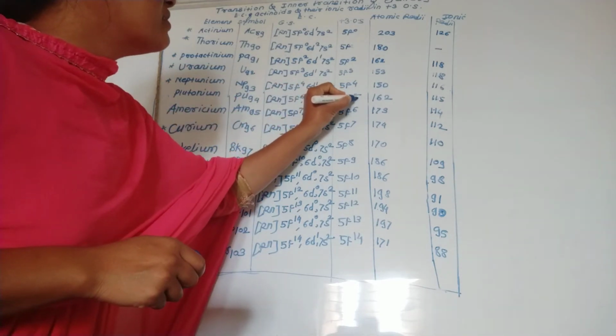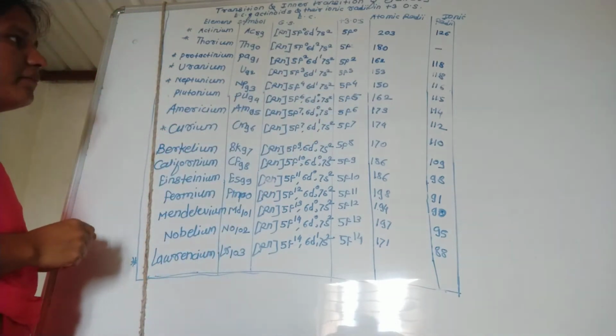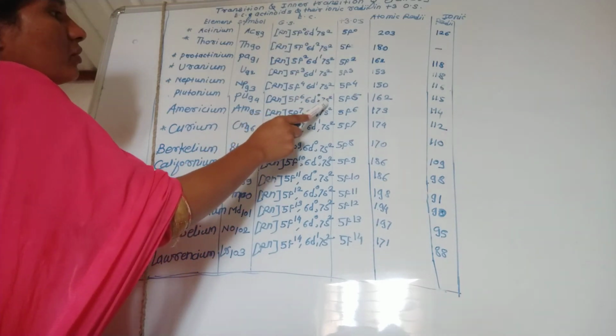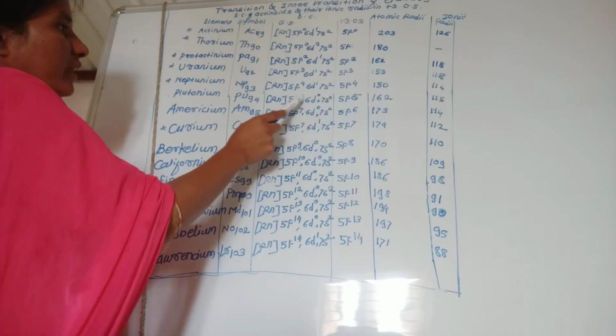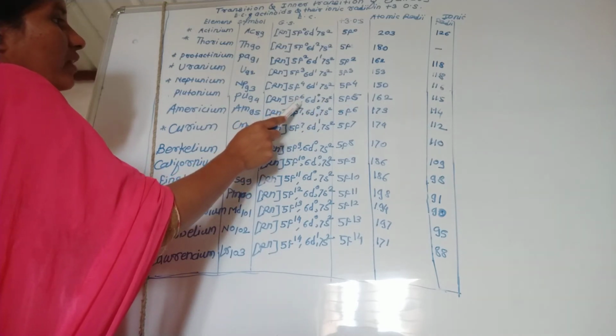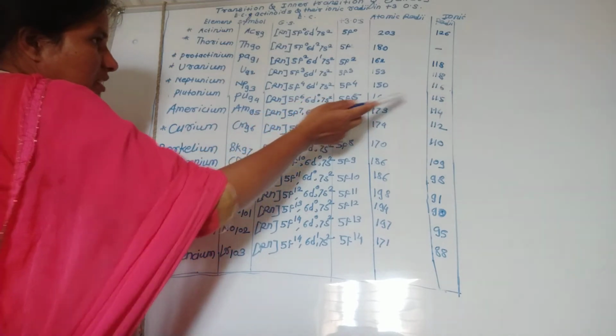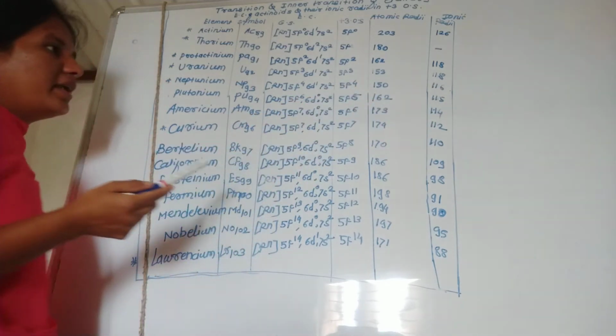There are 6 electrons in its f orbital and its oxidation state, it can lose from the s orbital 2 electrons and from the f orbital 1 electron. Its oxidation state is +3. Its atomic radii is 162 and ionic radii is 115 picometer.